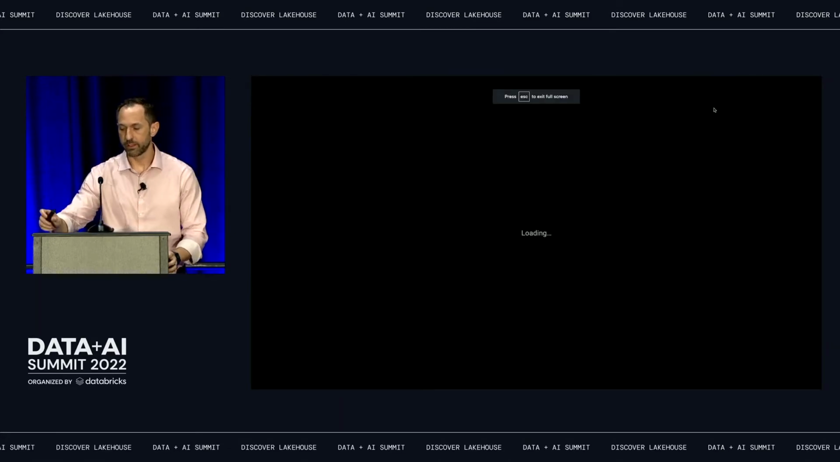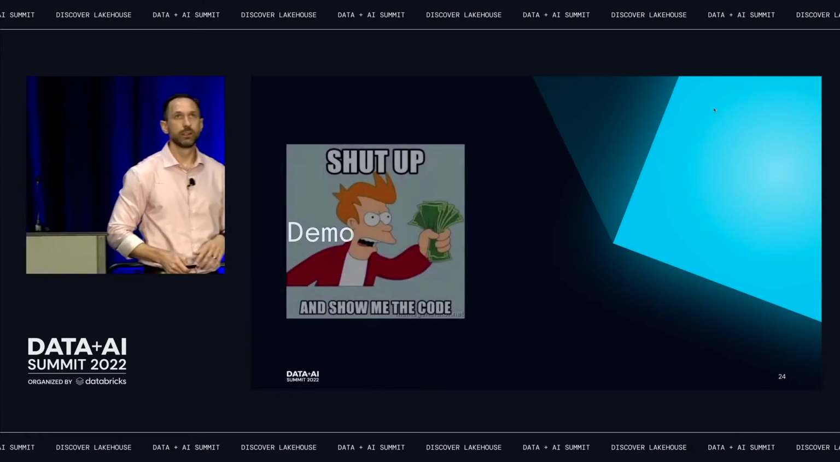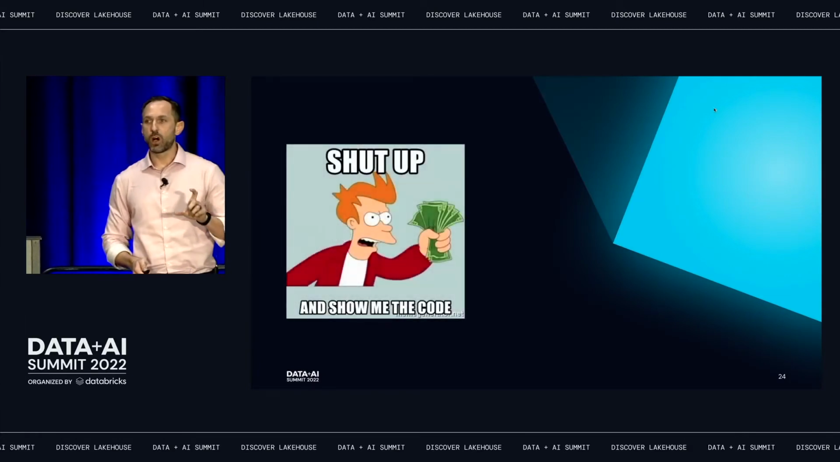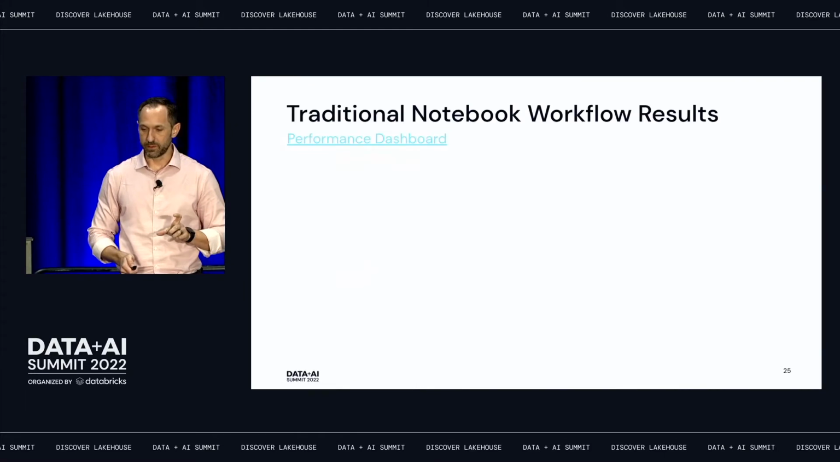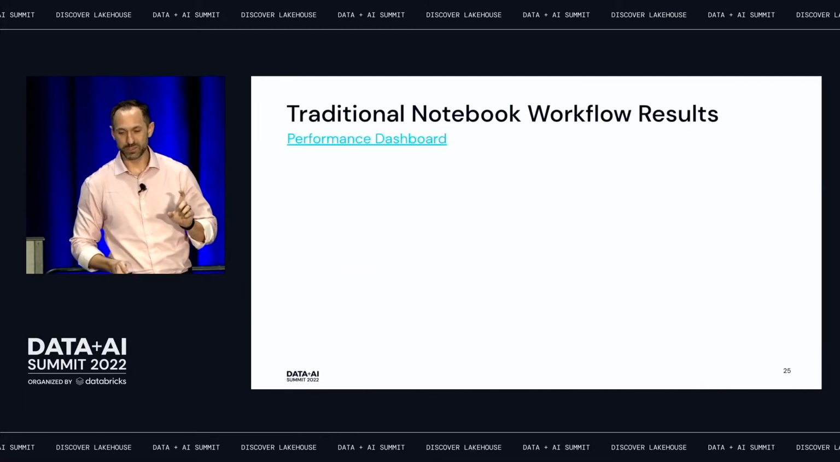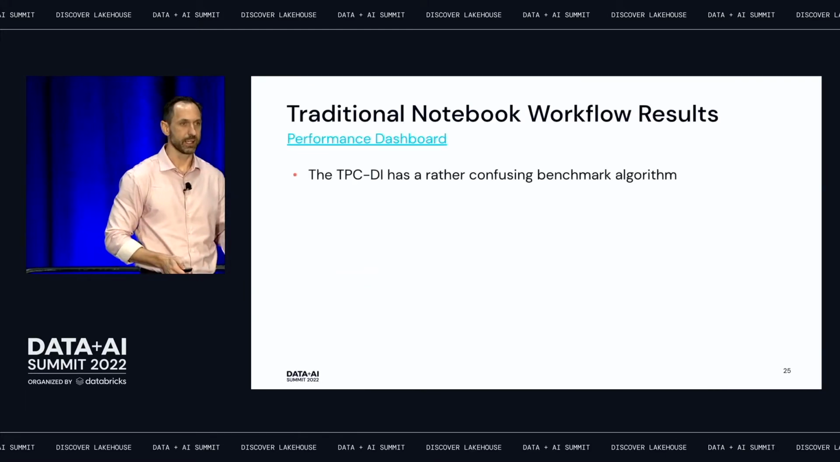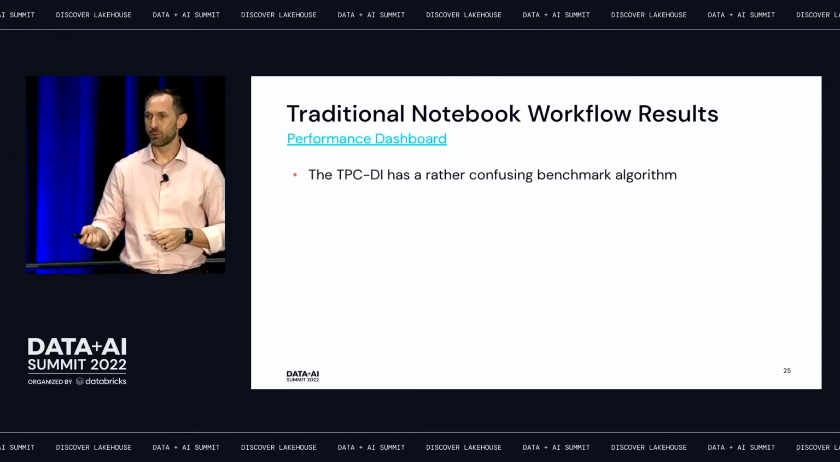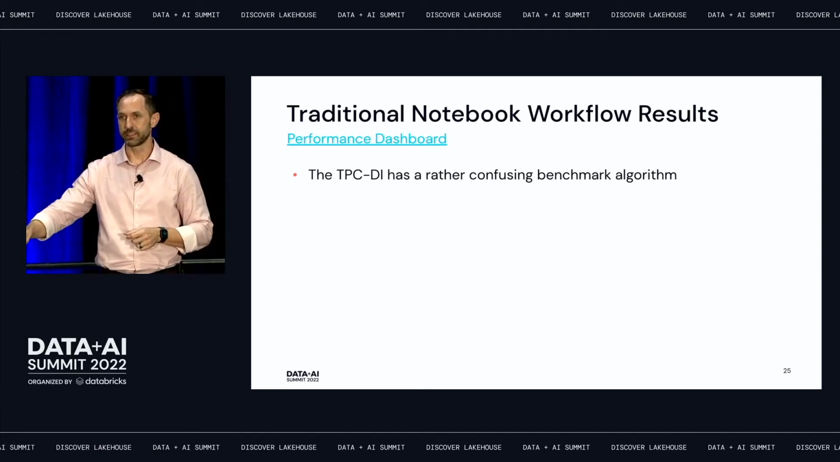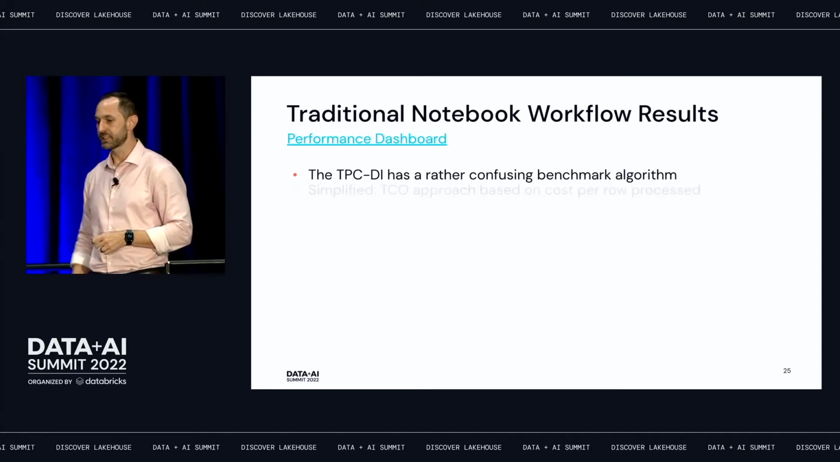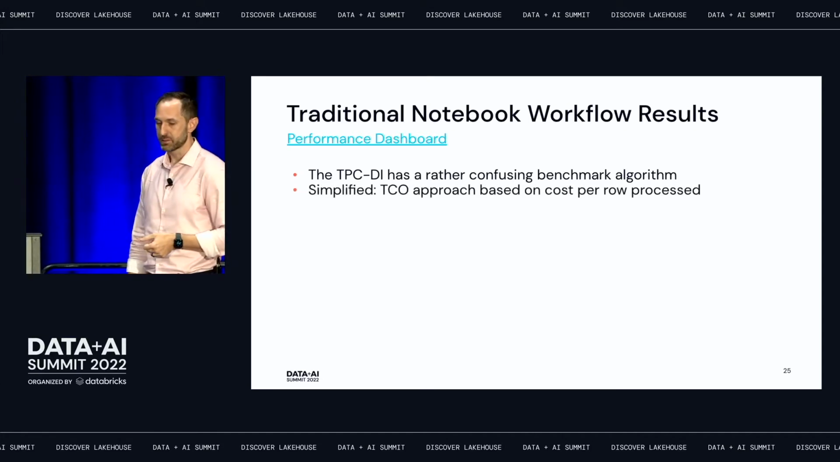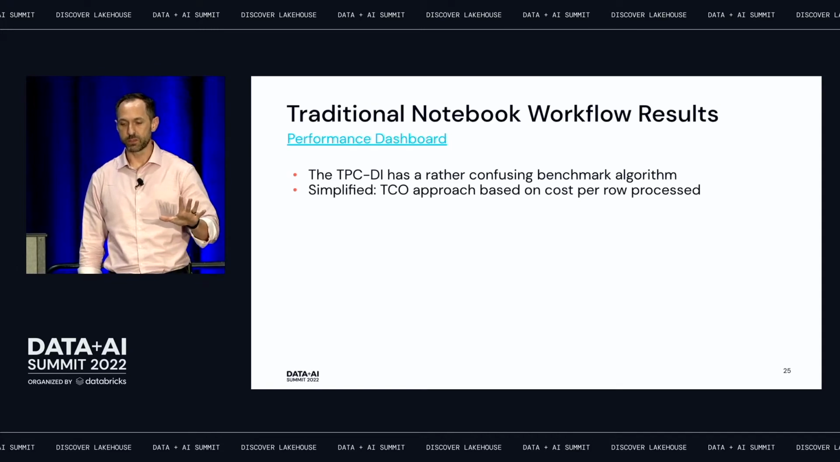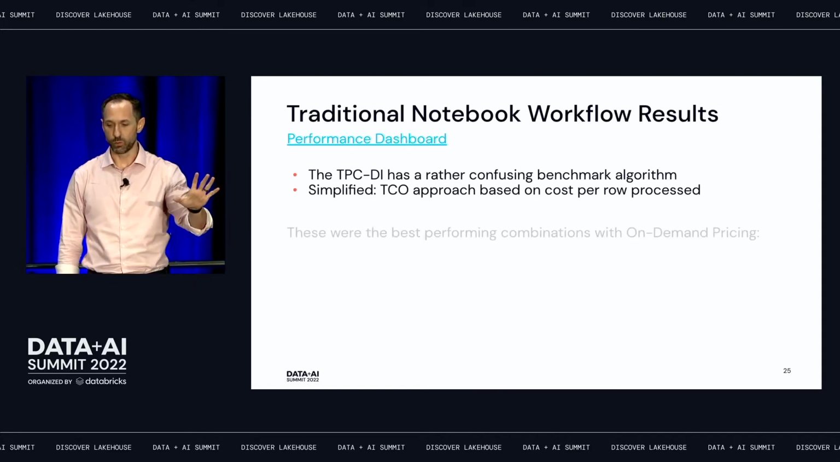Where we end up as far as the total cost per billion rows. Okay, so the way the results work for the TPC-DI is it's a rather elaborate algorithm they use. In our case, what we're actually doing is really just simplifying it here. It does boil down to how much it costs to process the rows, okay? So the simplified TCO approach here is based on the cost per row processed.